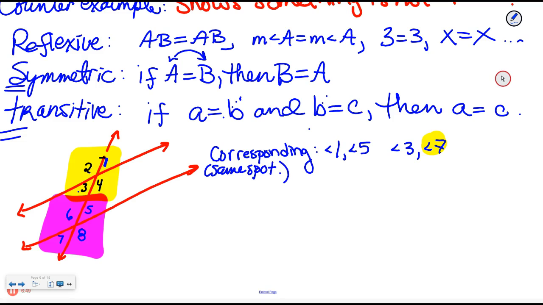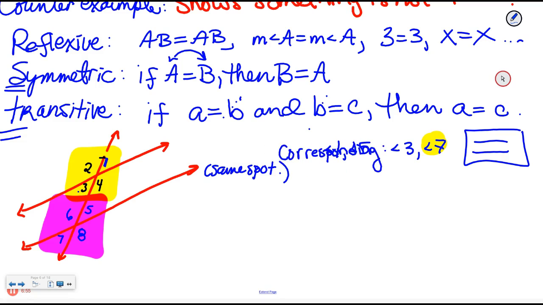Corresponding angles, too, are always equal. So I put it equal to in a box right here. All right, so corresponding angles are in the same spot, and they are equal to each other. All right, the next ones you need to know after corresponding are alternate interior angles.